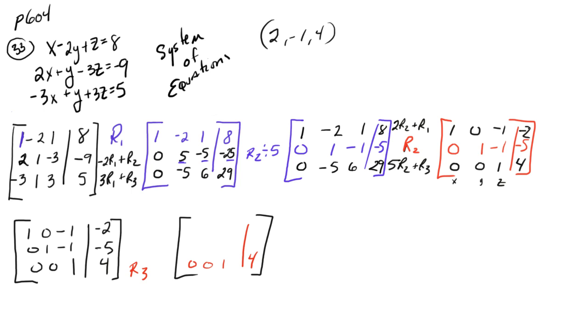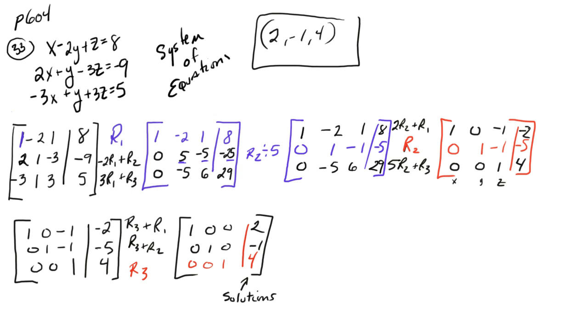To make that 1 go away, just add the 2 rows together, so row 3 plus row 2. 0, 1, 0, negative 1. And to make the top row disappear, row 3 plus row 1. 1, 0, 0, 4, take away 2 is positive 2. These are the solutions, exactly what we said they were going to be: 2, negative 1, and 4.